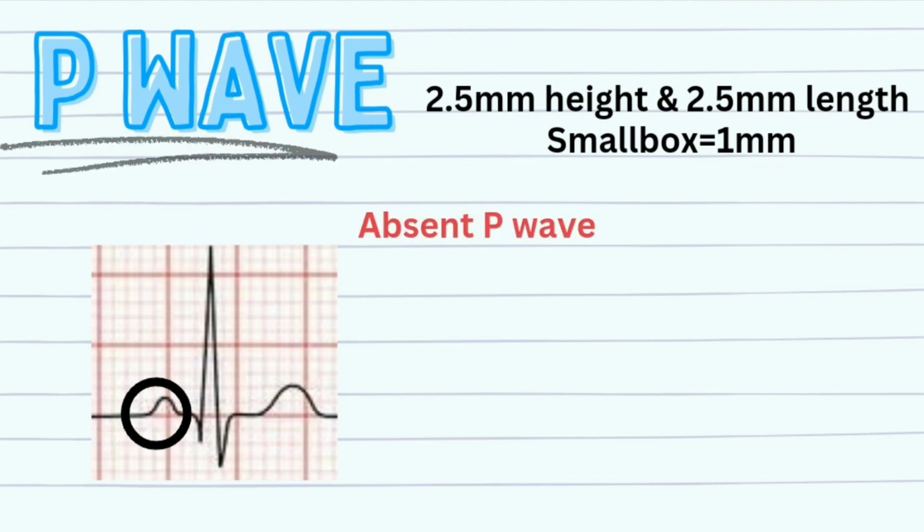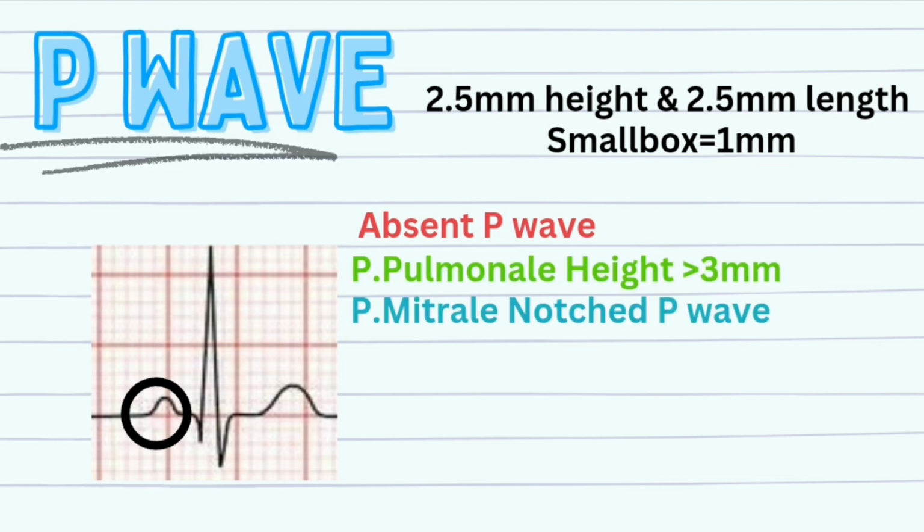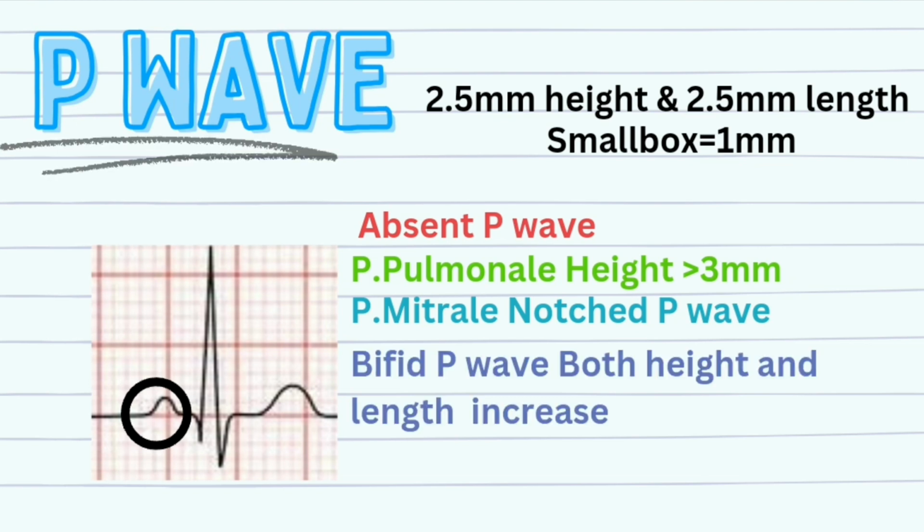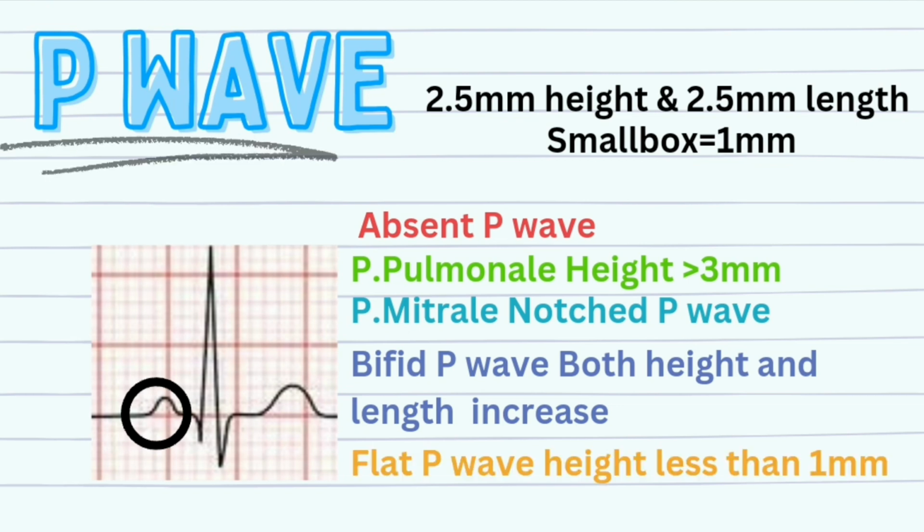P wave may be absent in atrial fibrillation. P pulmonale, height greater than 3 mm, occurs in right atrial hypertrophy. P mitral has a notched P wave and occurs in left atrial hypertrophy. When both height and length are increased, it is called bifid P waves and occurs in bilateral atrial enlargement. Flat P wave, when height is less than 1 mm, occurs in hyperkalemia.